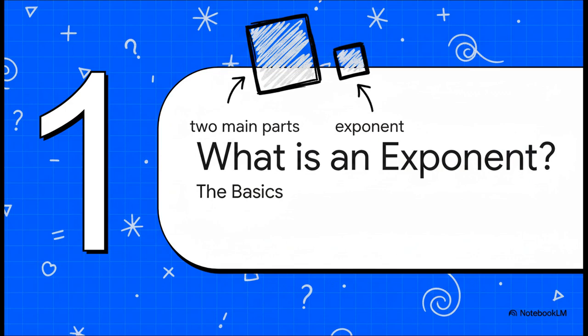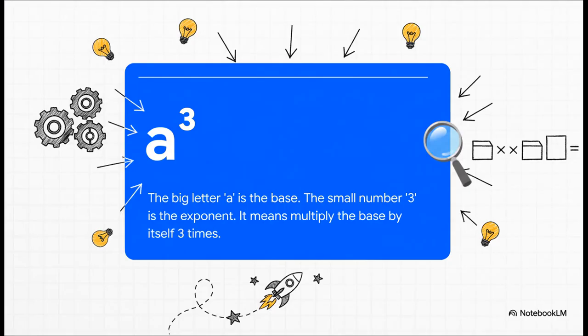Okay, first things first. Let's start with the absolute basics. Before we can get into any of the cool rules or shortcuts, we've got to know what an exponent is in the first place and what its two main parts are called. So whenever you see something like this, there are always two parts. The big number, or in this case the letter A, that's what we call the base. And that little number up top, the 3, that's the exponent.